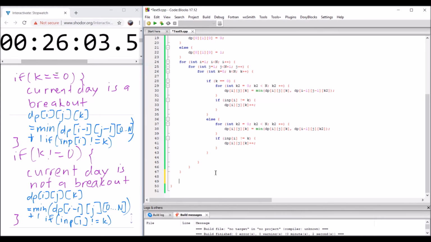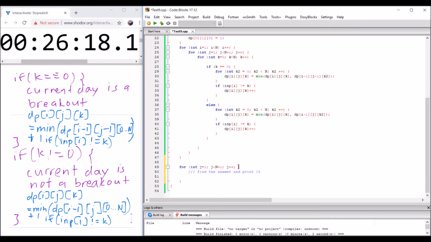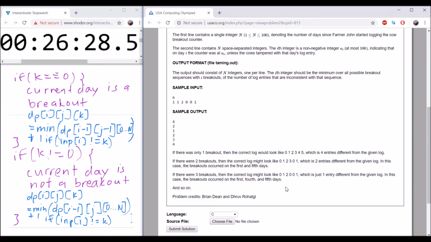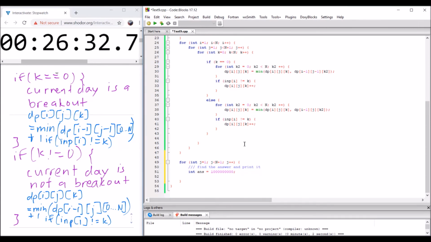So we have to print one value here. So we have to find the answer and print it. Okay, so let's say int answer equals 10 to the power 9. Did it say what to do in case you cannot? Okay, I guess it's always possible then. It's probably provable, but I'm too lazy to prove that.